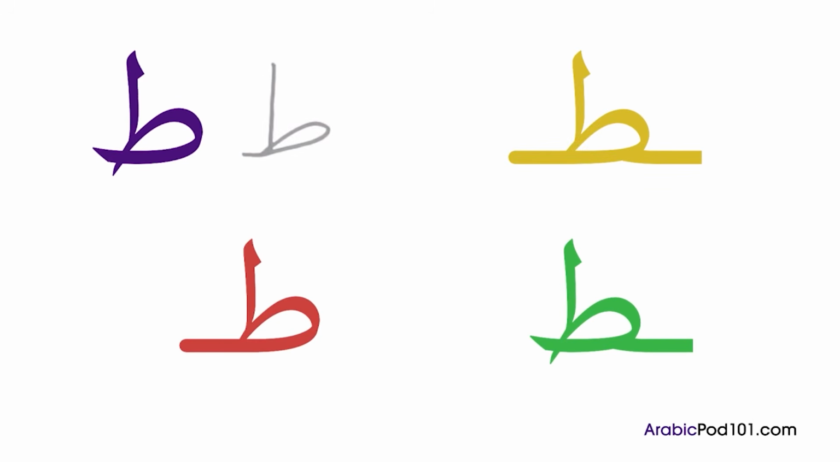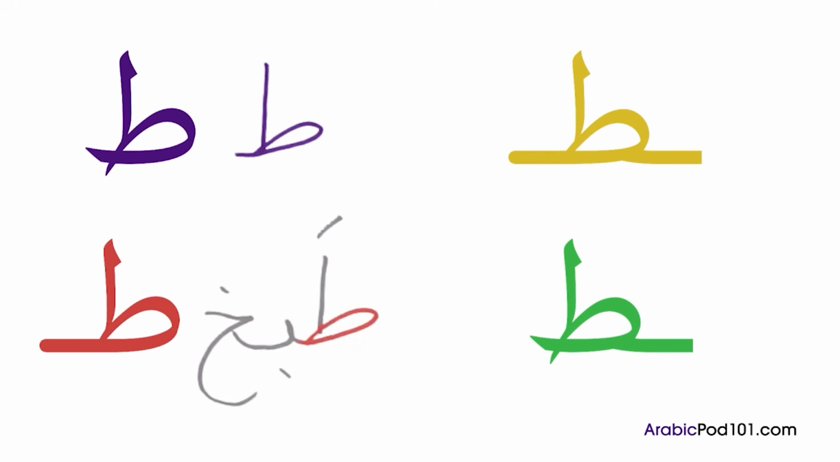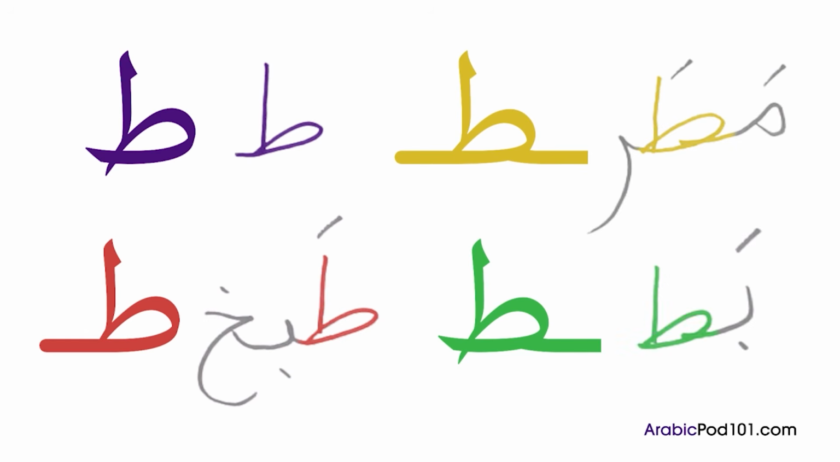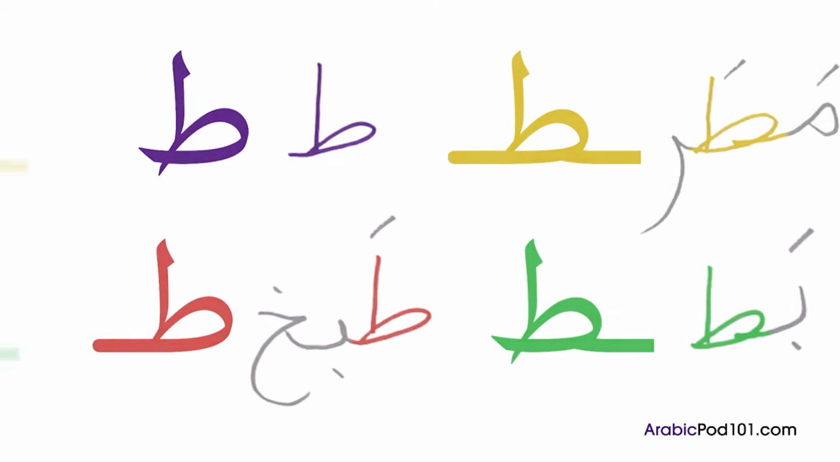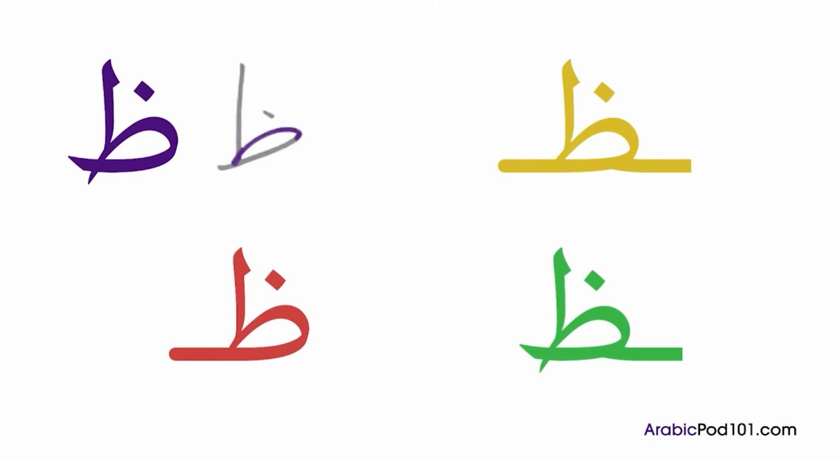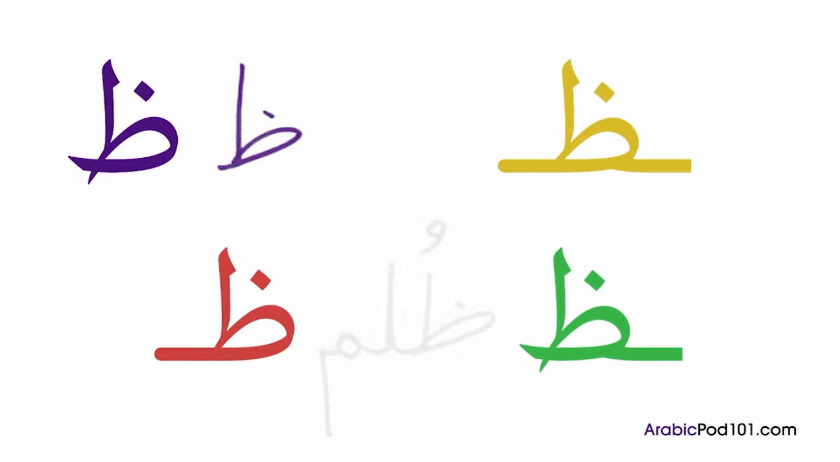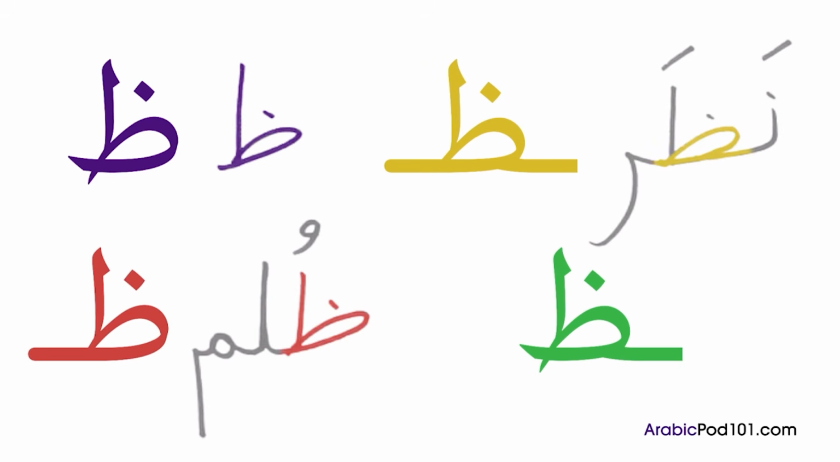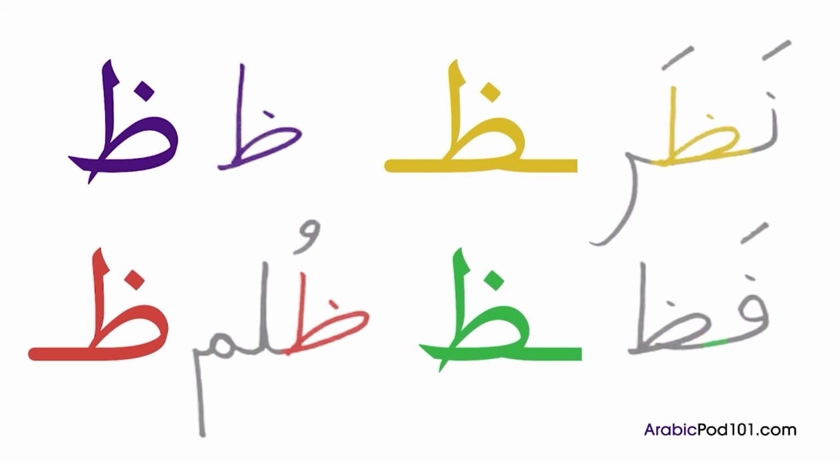Next, let's review lesson 9. We learned ta and dha. First, we have the ta, isolated, initial, medial, final. Now here's the dha, isolated, initial, medial, and final.